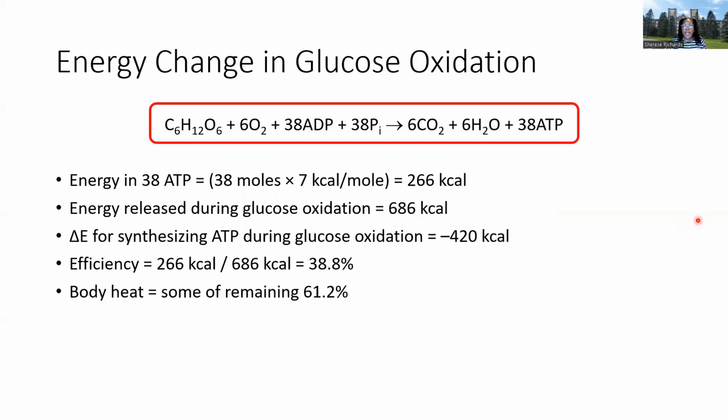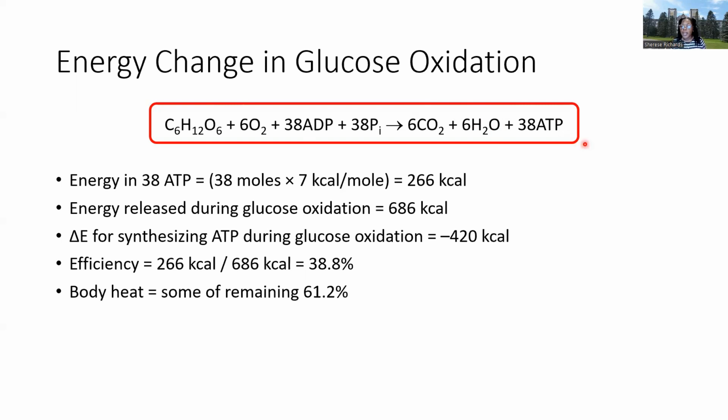Okay, so here again is that equation. Here we've got the exact numbers as far as a single molecule of glucose. So for every single molecule of glucose, we're going to need 6 oxygens. And in doing so, we're going to generate 38 ADP. That's going to be phosphorylated by 38 phosphates. And on the other end of our equation, we're going to generate 6 carbon dioxides, 6 water, and then 38 ATP in total will be made.